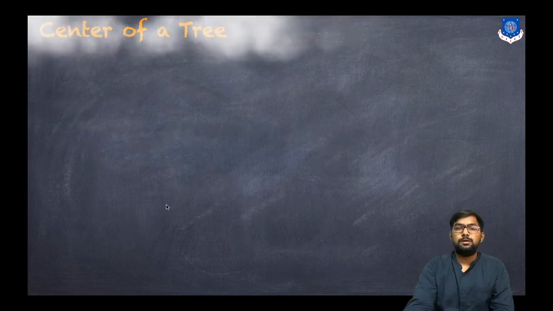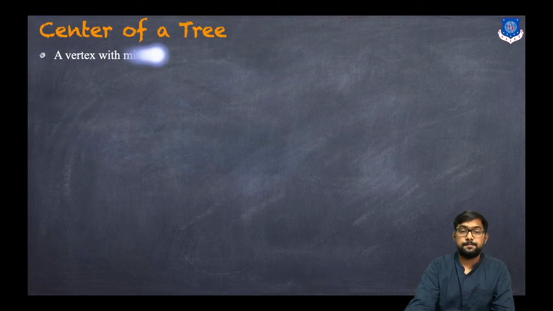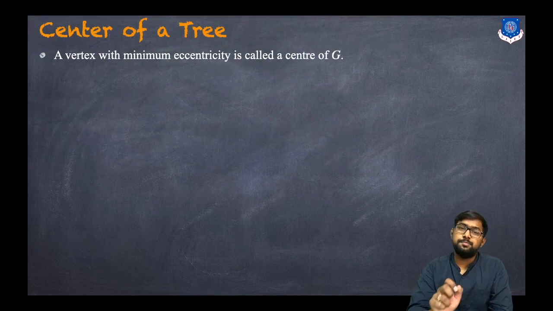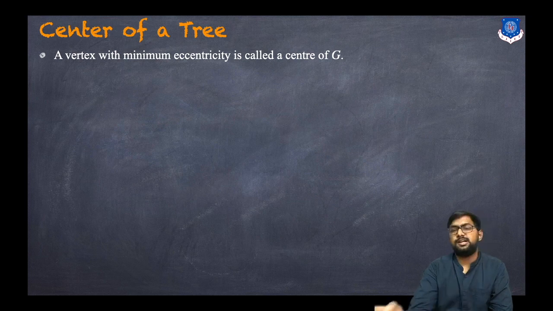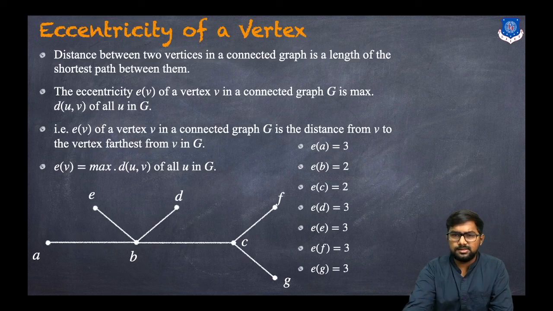Fine. Now what is a center of a tree? A vertex with minimum eccentricity is called a center of G. So consider this example. Here the minimum eccentricity is at B and C. The minimum eccentricity of B and C is 2. So both B and C can be the center of the tree.